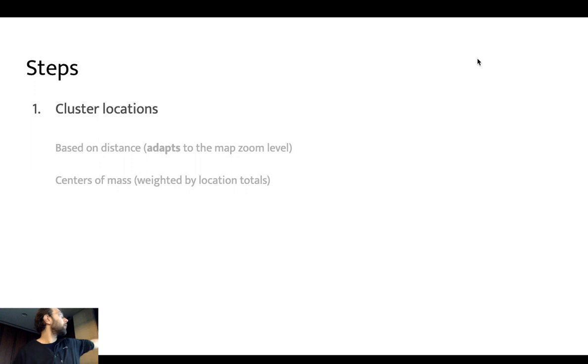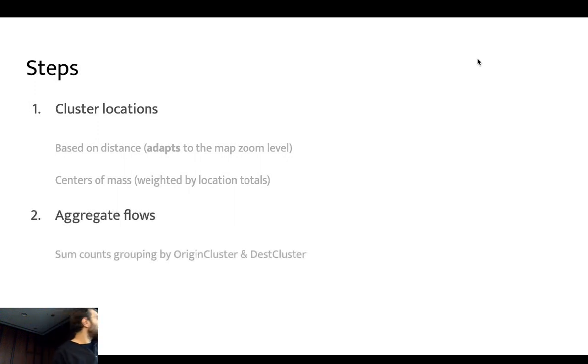So there are two steps involved. First, we cluster the locations based on distance. It's agglomerative hierarchical clustering. We start with the largest locations at the lowest level and aggregate them, add locations within a certain distance to the cluster, and do it for multiple zoom levels. And the distance for the cluster size depends on the map zoom level. Then, to position the clusters, we use the center of mass, weighted by the total flows of the locations. And the next step is to aggregate flows.